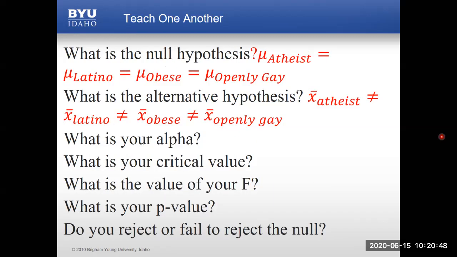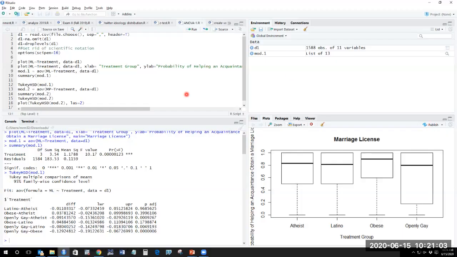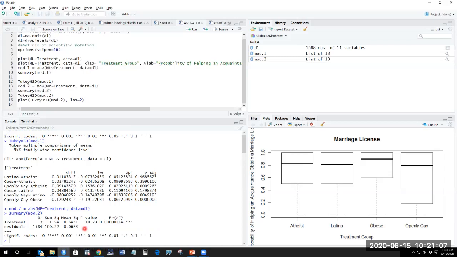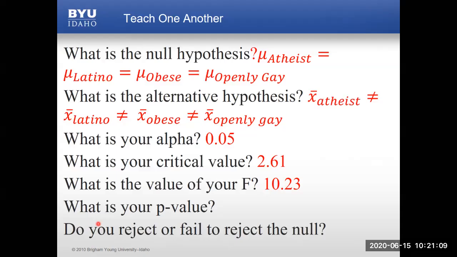So the null is that the means are equal to each other. The alternative is that they're not equal. Our alpha is 0.05. Critical value is going to be the same, 2.61. The F is 10.23. Just to double check that, run the code. Yep, 10.23. Our p-value is 0.00. So what do we do with the null? We reject the null. Okay, so now we know there's a significant difference.